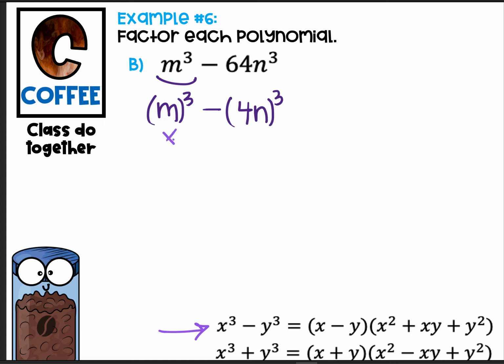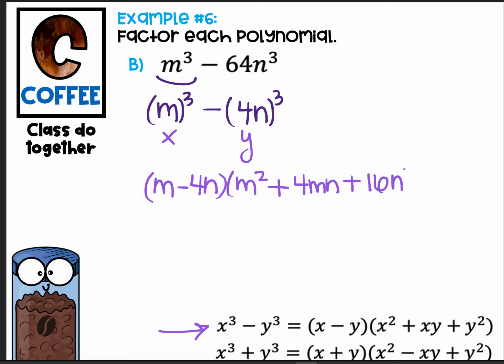This is my x, this is my y. When I substitute, I will have m minus 4n times m squared plus 4n times m, it's 4mn, plus 4n squared, that's 16n squared. And this is my factored form.